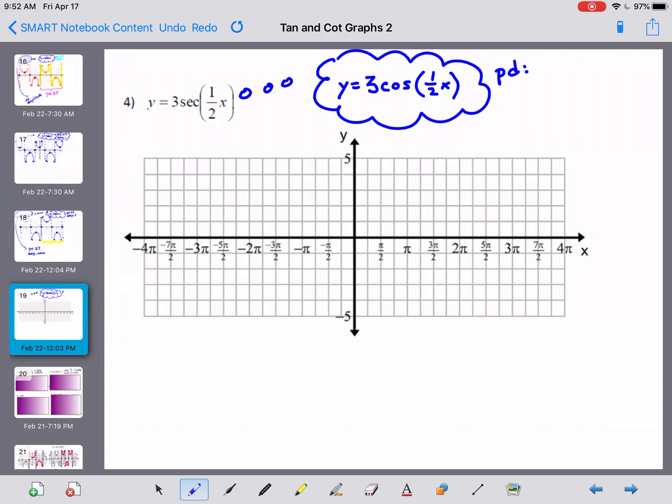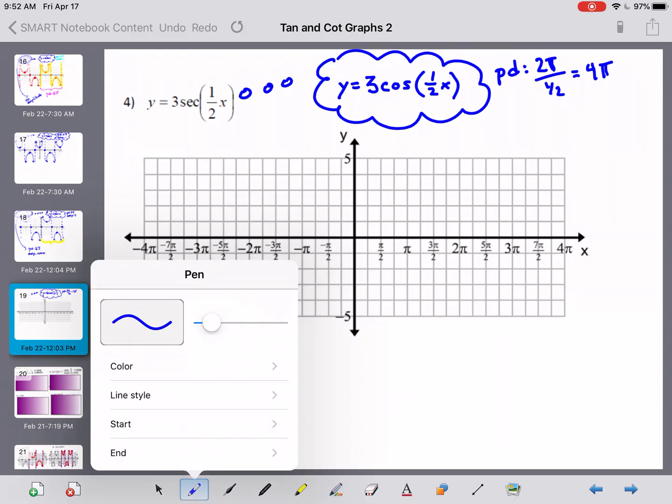The period of this would be 2 pi divided by 1/2, which is 4 pi. Remember, refresher, for sine, cosine, and now secant and cosecant, your formula for period is 2 pi divided by b. But for tangent and cotangent, it's pi divided by b. So tangent and cotangent have the different formula. All right, so I'm going to graph this.